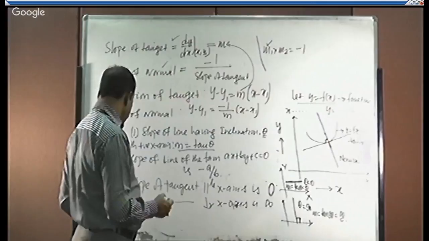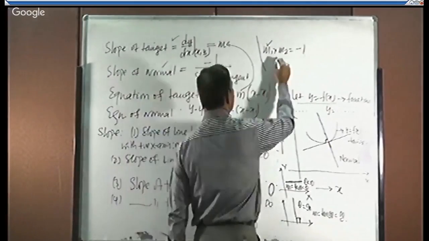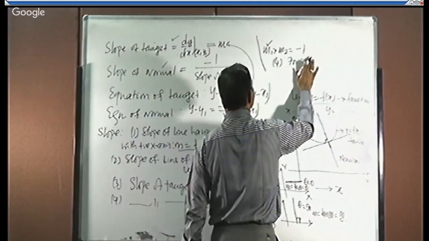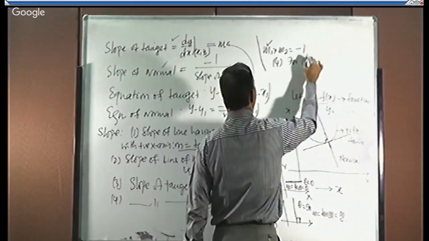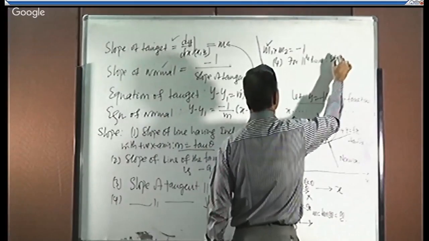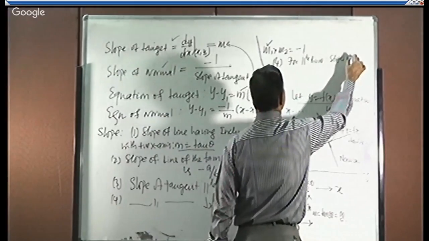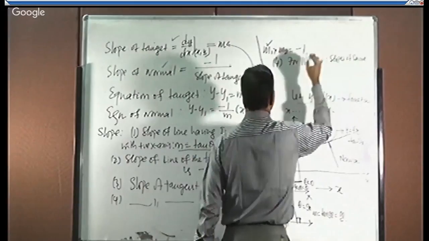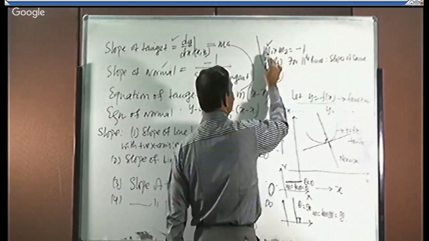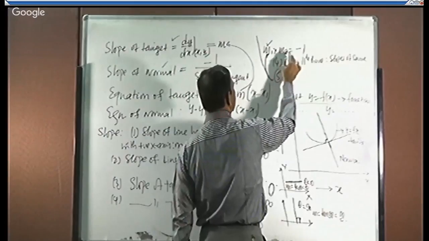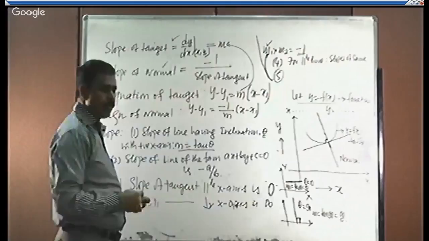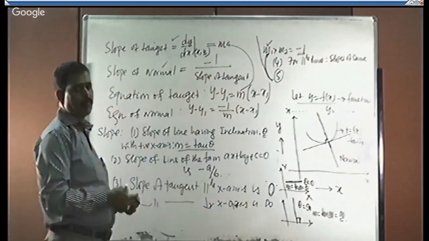If any two lines are parallel, their slope is always the same. For parallel lines, slopes are same. For perpendicular lines, the product of slopes of two perpendicular lines is always minus 1. These points are very important in doing problems.